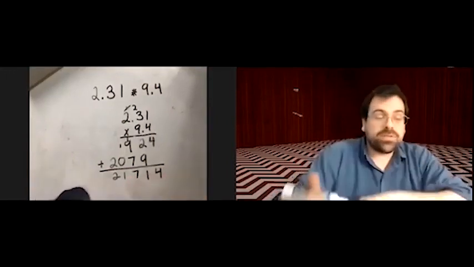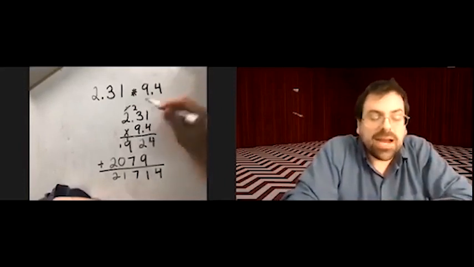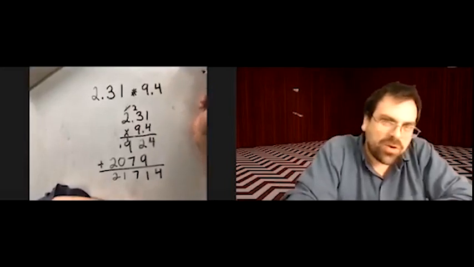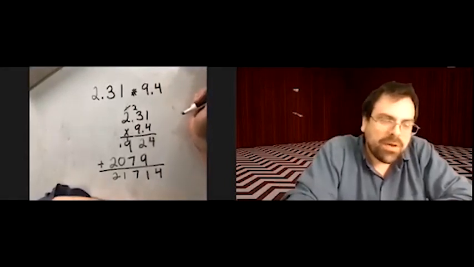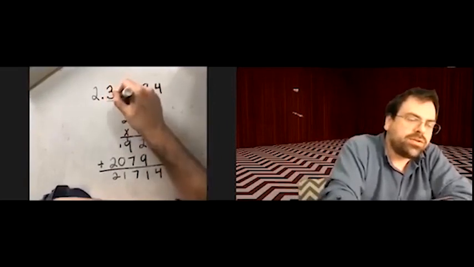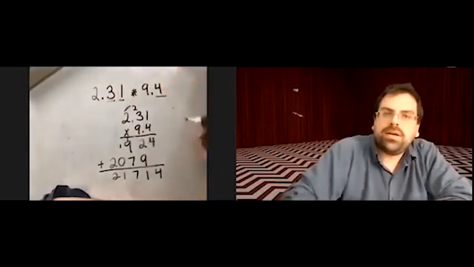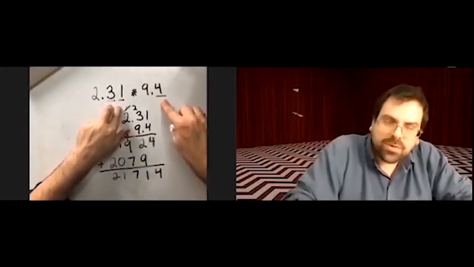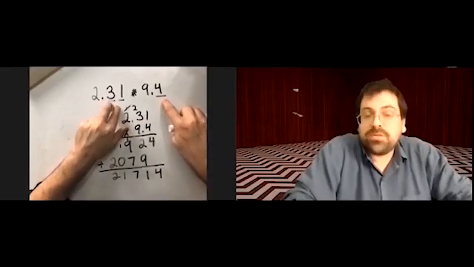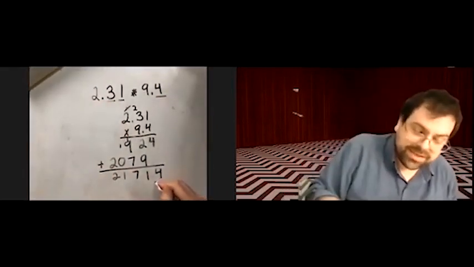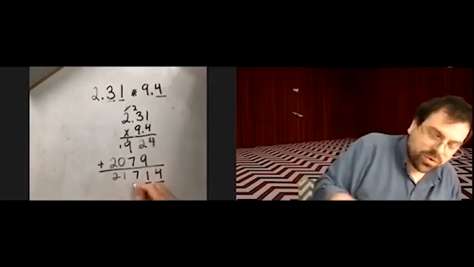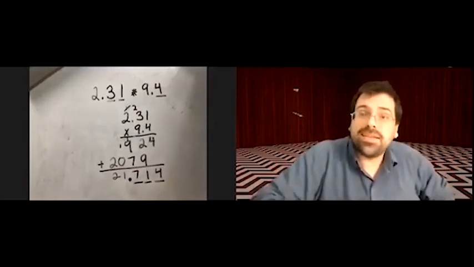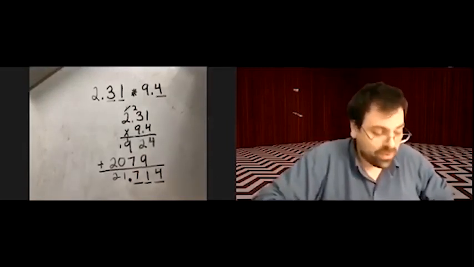Here's how we find where it goes. How many decimals, or how many places after the decimal points did we have in the original problem with both numbers? 1, 2, 3. There were 2 after with this one. There was 1 after with this one. 2 plus 1 is 3. So the answer needs to have 1, 2, 3. Sure enough, that decimal point does go there. And the answer is 21.714.